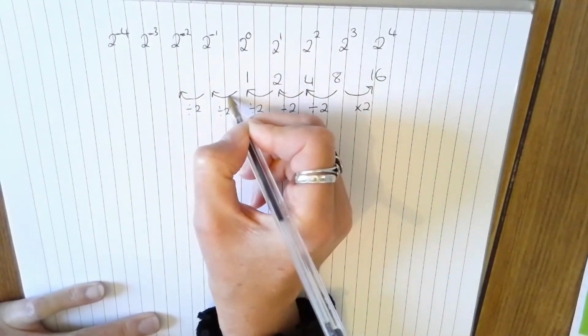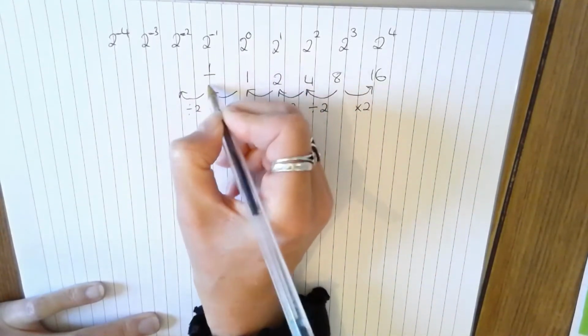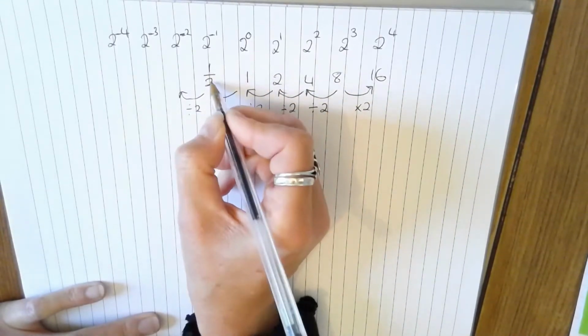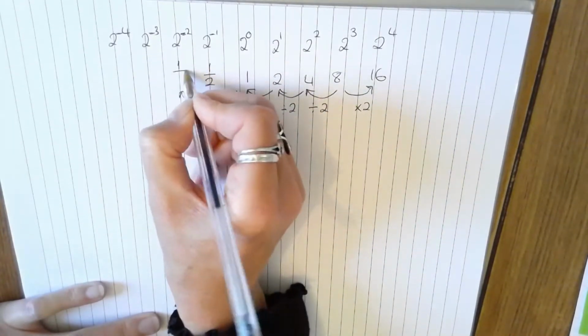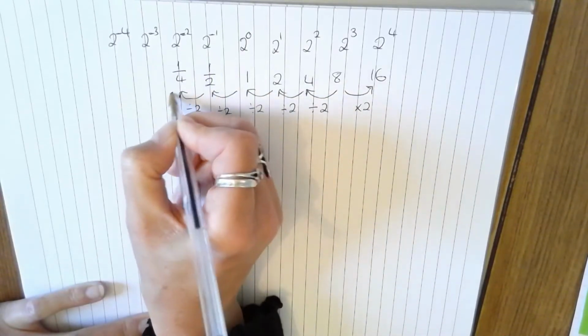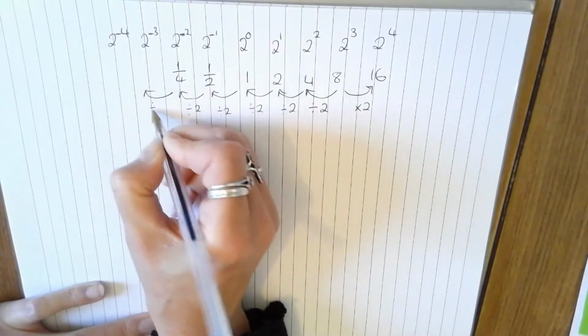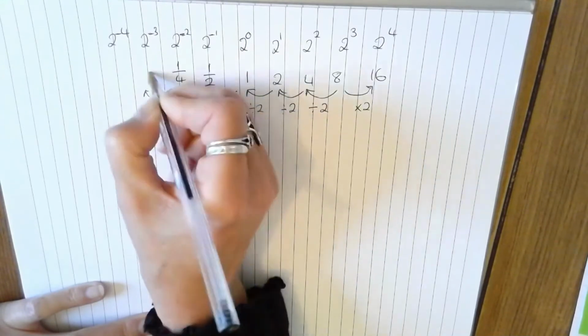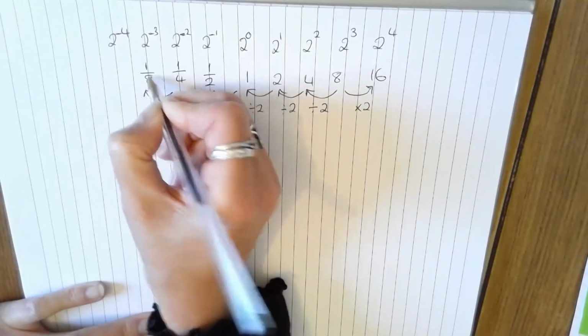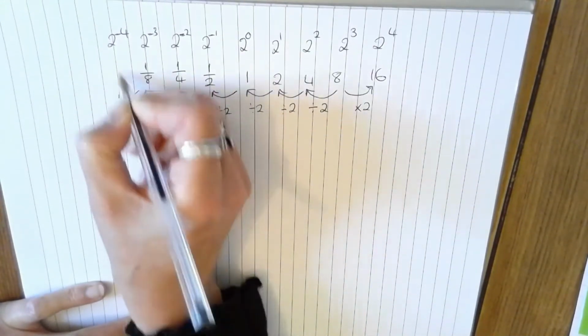1 divided by 2 is 1/2. A half divided by 2 is a quarter. A quarter divided by 2 is 1/8. And 1/8 divided by 2 is 1/16.